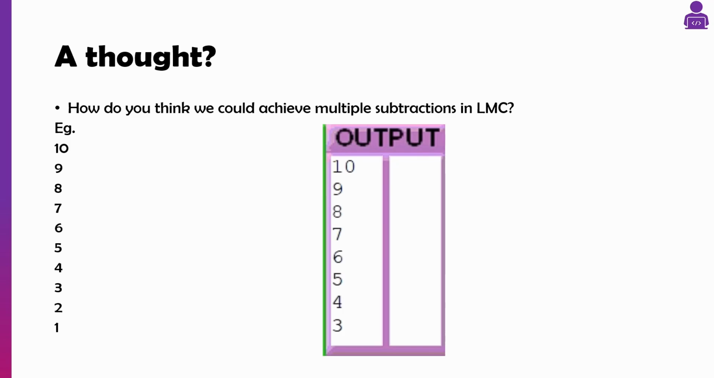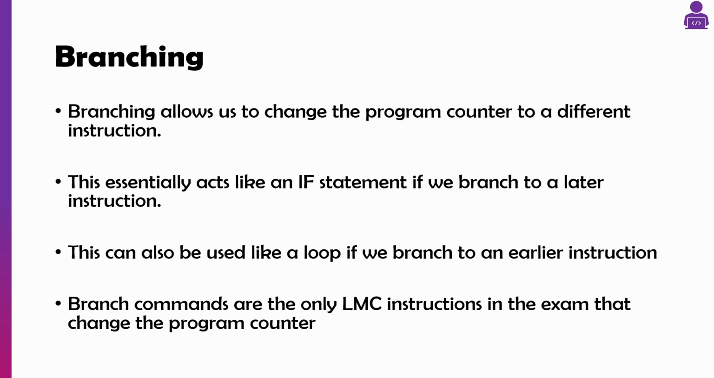So hopefully you've guessed it correctly, and we're going to use some form of loop. Now in LMC, loops and if statements are sort of the same thing, and it is called the branch command. So branching allows us to change the program counter to a different instruction. Now it's the only LMC instruction that allows you to change the program counter, and this has been a common exam question. You know, name a command that changes the program counter, and your answers are any of the branch commands, which are BRA, BRP, or BRZ.